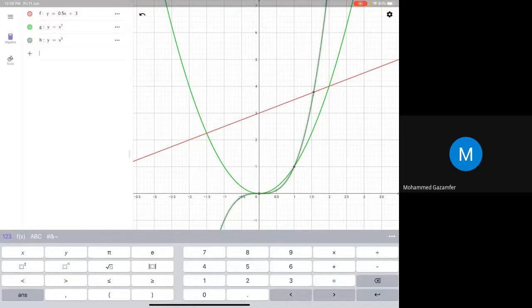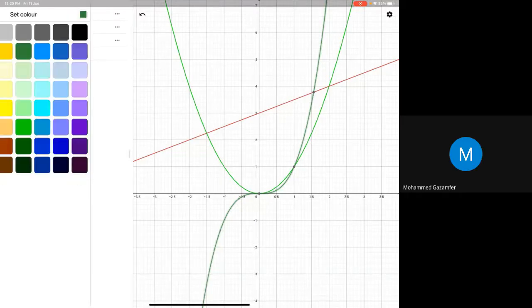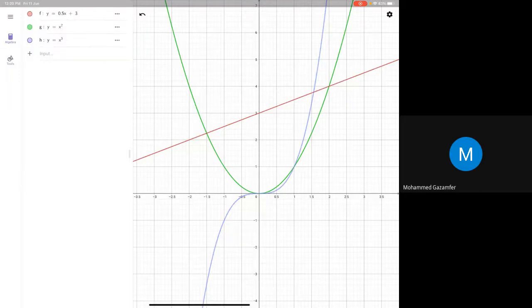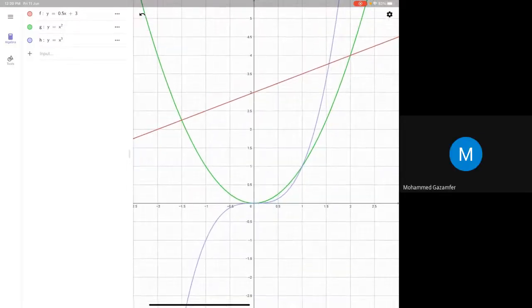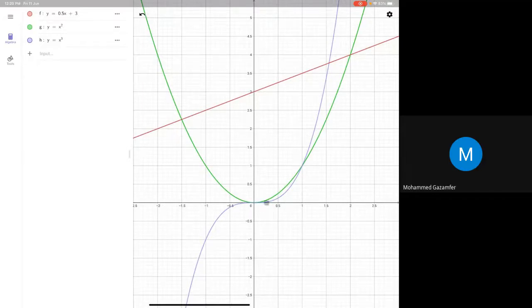Let me change the color to some blue color. Okay. Look at this blue colored graph, the third graph, y equals x cube. Now, can you see that it is not a linear equation, obviously, and its slope is varying, and at 0 slope is 0. Can you see that? Yes. And one more thing, the slope of this blue line is never negative. Can you see? Yes, sir. Here also slope is positive. Here also slope is positive.